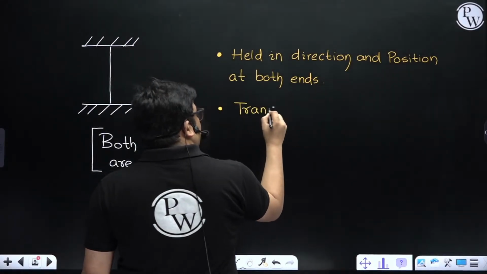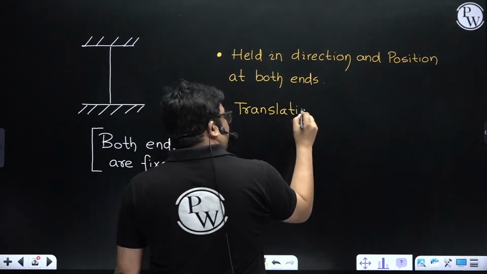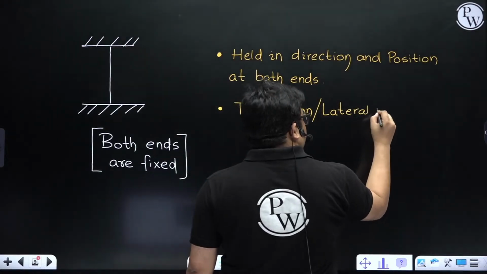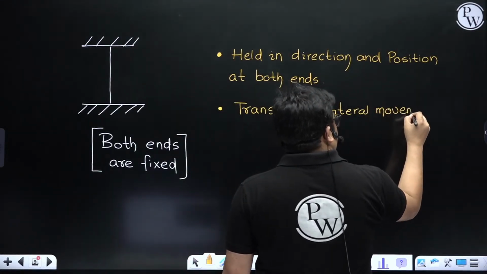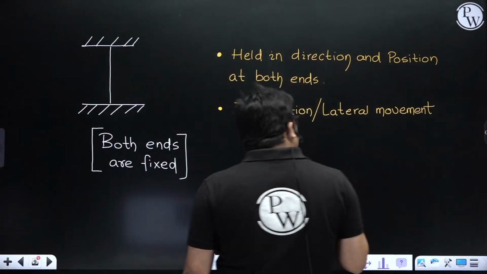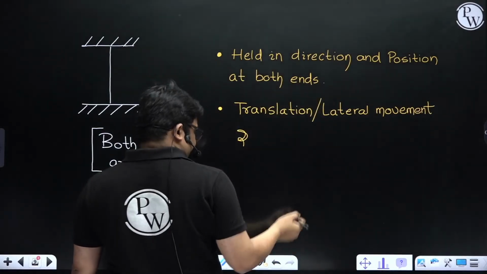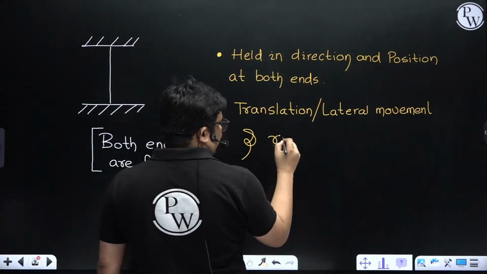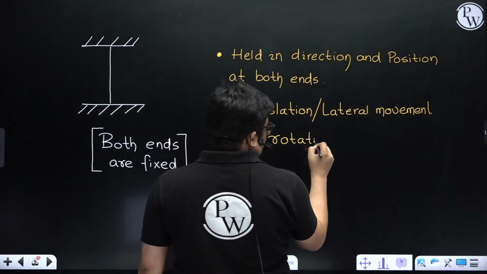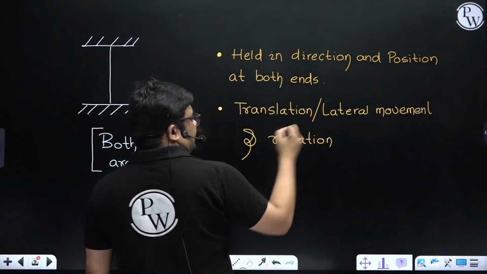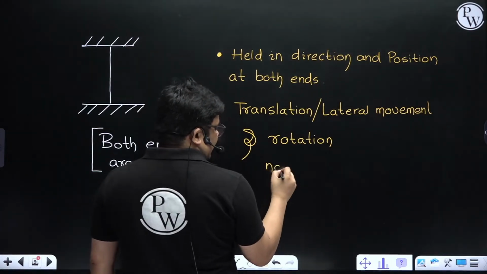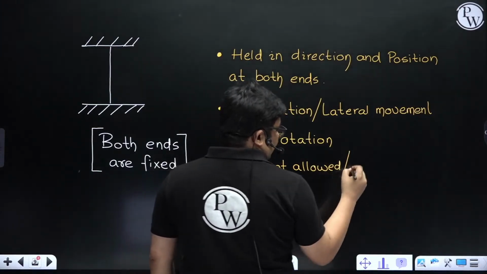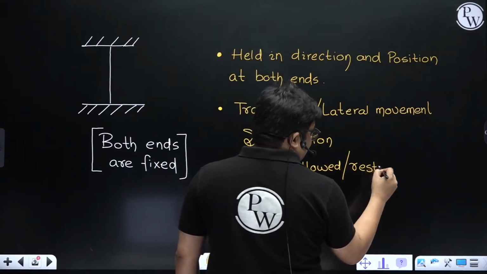Translation and rotation. Or they can write down lateral movement also. In place of translation, they can write down lateral movement. So translation and lateral movement, and rotation, both. Either they can write not allowed, or they can write restrained.